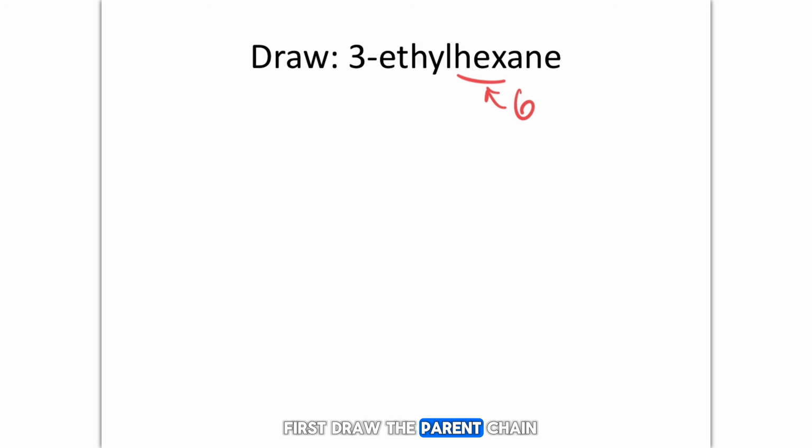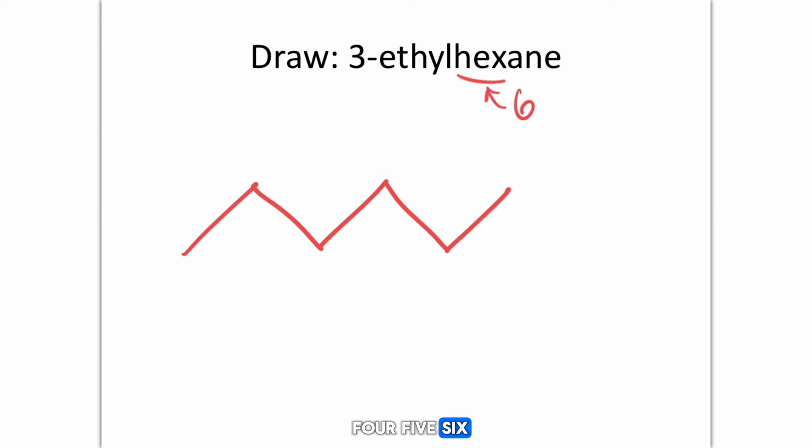First, draw the parent chain, 6 carbons long. 1, 2, 3, 4, 5, 6. At carbon 3, we're going to draw an ethyl branch. Eth is 2 carbons. 1, 2, and that's it.